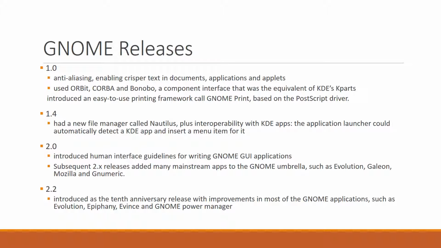Subsequent two releases added many mainstream apps to the GNOME umbrella such as Evolution, Galleon, Mozilla, and Numeric. And 2.2 was introduced as the 10th anniversary release with improvements in most of the GNOME applications such as Evolution, Epiphany, Events, and GNOME Power Manager.